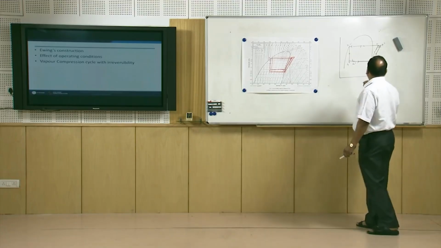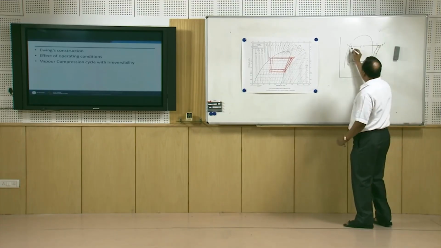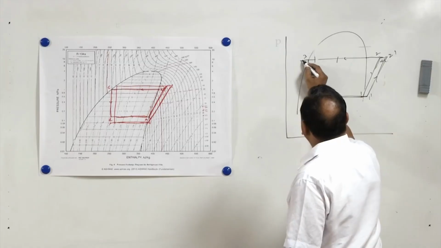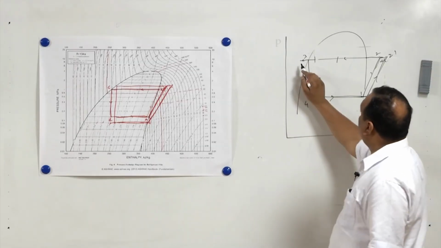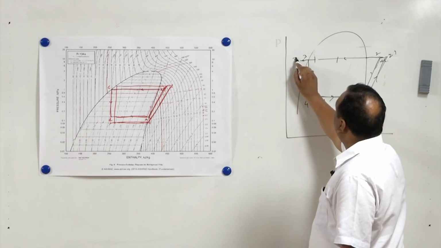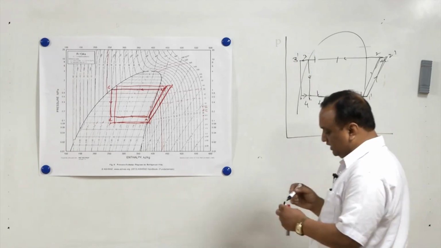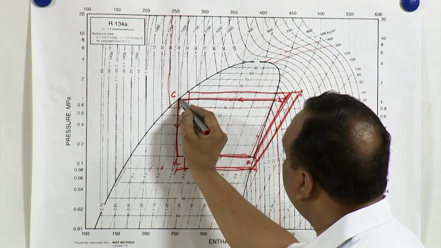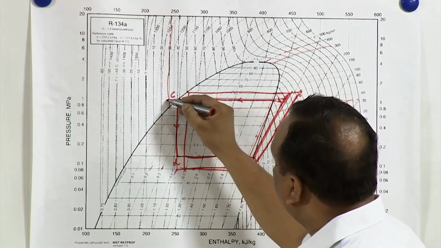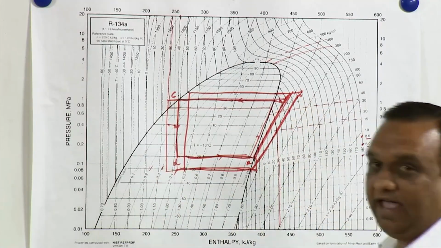Now, the fourth operating parameter can be subcooling of the liquid. If we are able to do subcooling of the liquid through external means, definitely the refrigerating effect will increase, because if, let us say, at 40 degree centigrade the liquid is subcooled, this subcooling we are getting free of cost if it is done with external means.